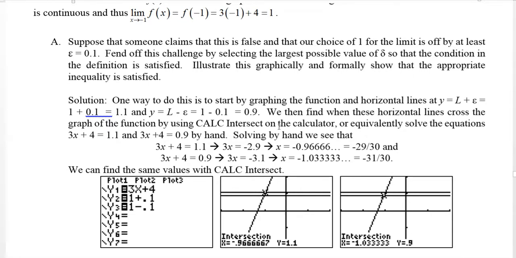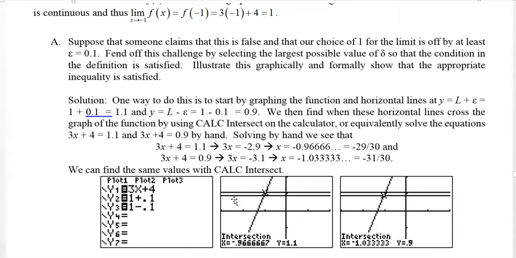Now, of course, this is just a linear equation, so it might be just as easy to solve by hand. We're solving the equation 3x plus 4 equals 1.1. That's going to give us the x value in this top right corner. We subtract 4 first, which gives negative 2.9, then divide by 3. Here it is in repeating decimal form, negative 0.966666, where the 6 repeats forever, or in fraction form, that's negative 29 over 30.